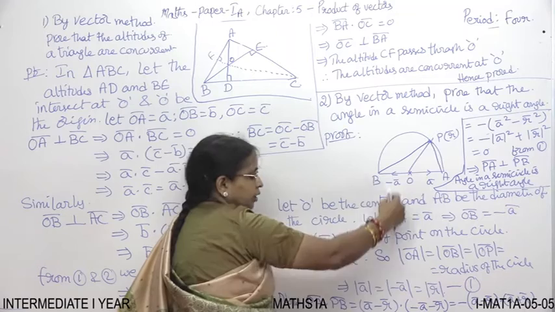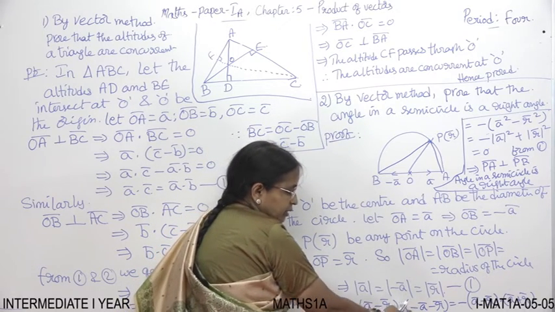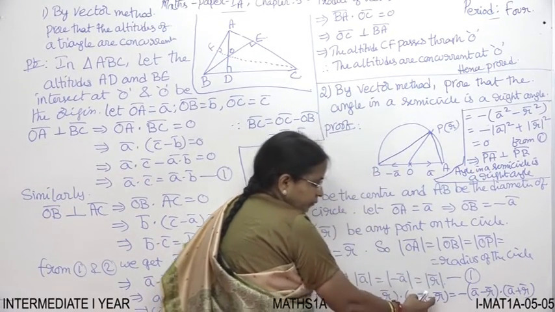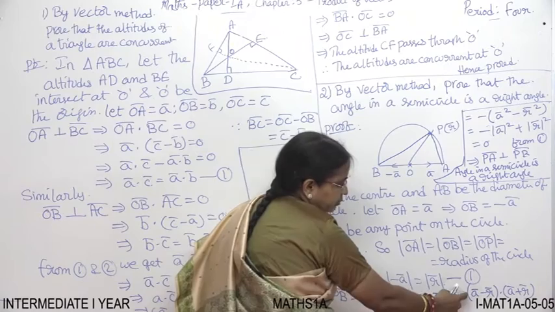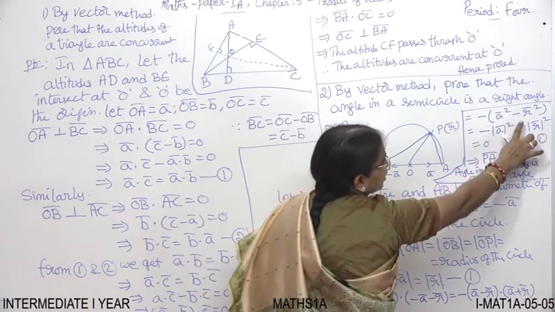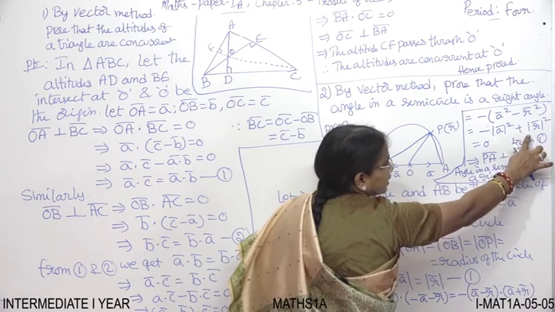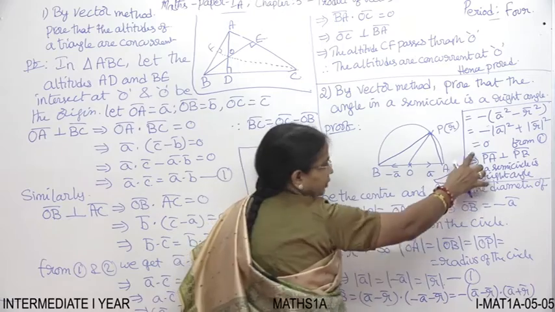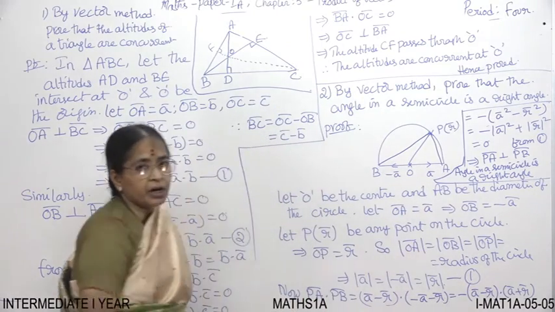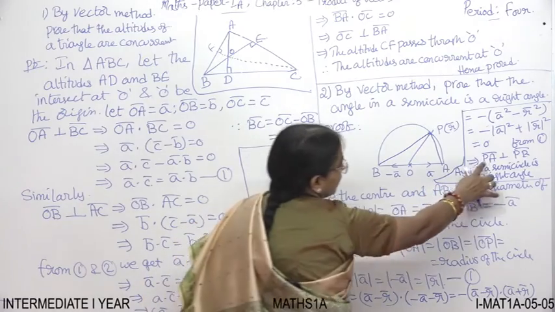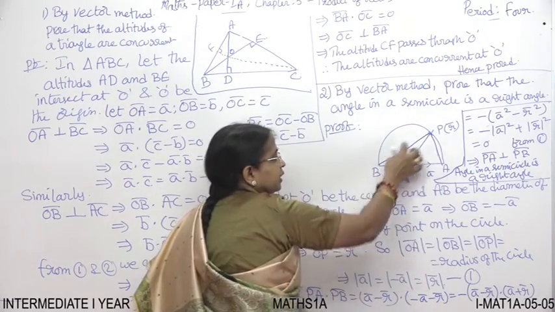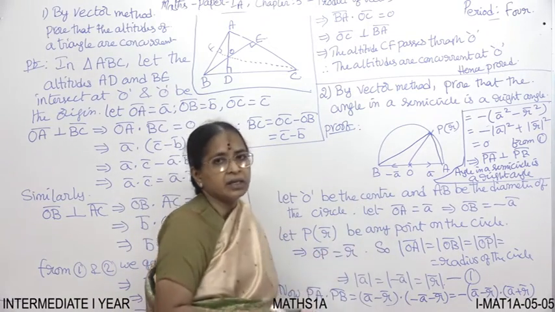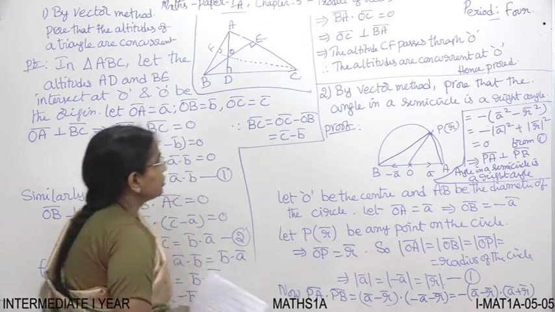So now take PA dot PB. So that is A minus R dot product A plus R, minus of A plus R. Take minus 1 outside, then it becomes minus of A square minus R square. So minus A square plus R square, that is 0 because these lengths are all equal. So because the dot product is 0, PA dot PB is 0. PA is perpendicular to PB. So for any point P, you will get the same thing. So the angle in a semicircle is a right angle. So like this we prove.